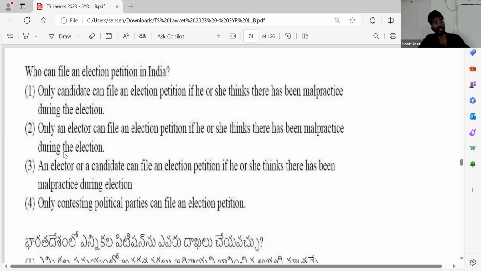Next, very important question again. Who can file an election petition in India? What is the meaning of election petition? So any petition, which means any case in the court related to election. Right. Who can file? What do you think is the answer? Very good, Ipsita. Well done. Right. So who can do first? It can be an elector. What is the meaning of elector? Elector is a person who is casting the vote, who is electing, or a candidate. Candidate is a person who is contesting, right? So these two people can file a petition if they feel that there is a malpractice during election, right?